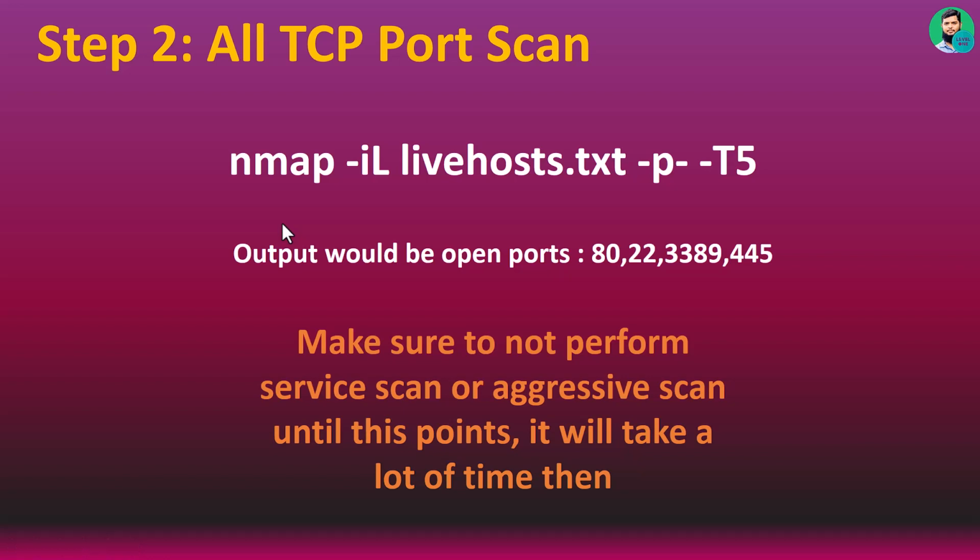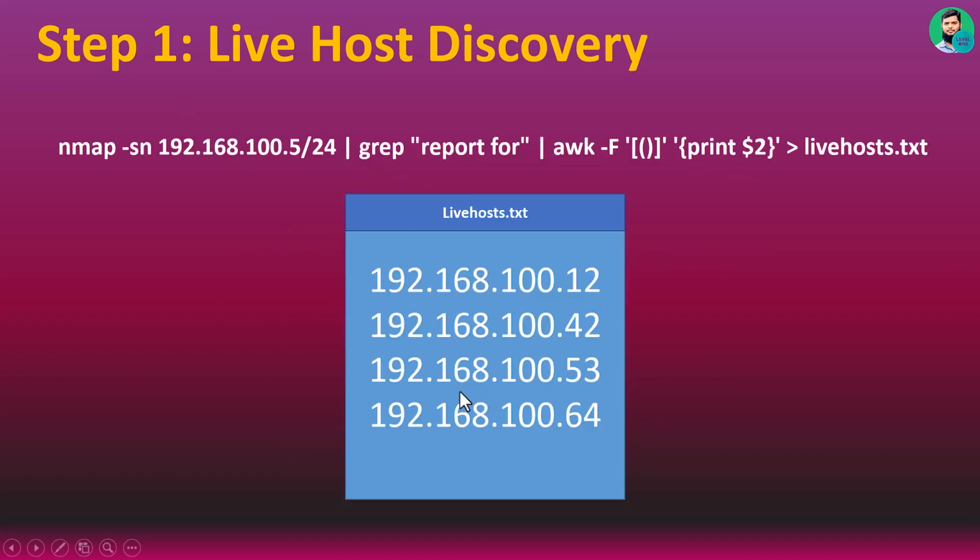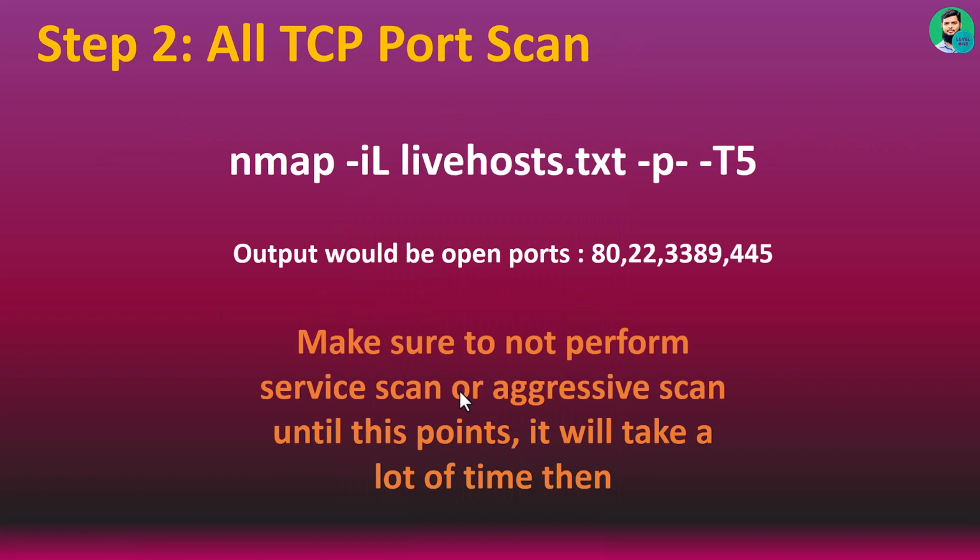Step 2. All TCP port scans. Before proceeding to this step, make sure you have a file populated with IP addresses of the live hosts. Perform an all port TCP scan using the -p- switch on each live IP and increase the speed of Nmap with -T5. For faster results, use the following command, which will use the list of IP addresses from the live host.txt file. This command will provide a list of all open ports on the live targets in the DMZ.